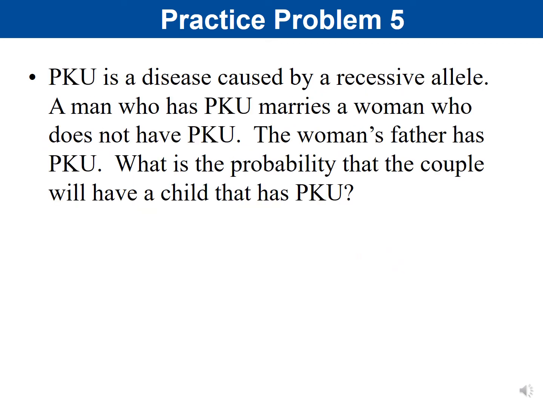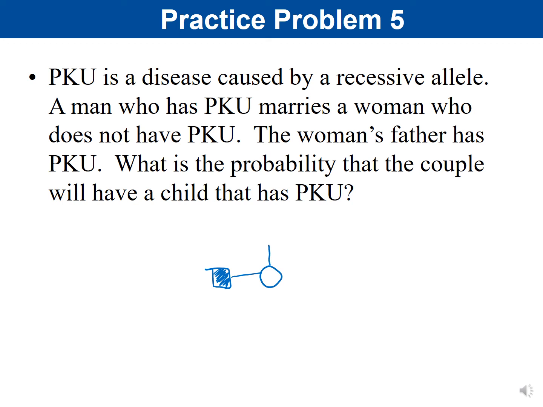So practice problem. PKU is a disease caused by a recessive allele. A man who has PKU marries a woman who does not. To represent this, I like to use what are called pedigrees. Males are going to be squares, females are going to be circles. The man has PKU, so we're shading him in. He has the disease. And he marries a female who does not.